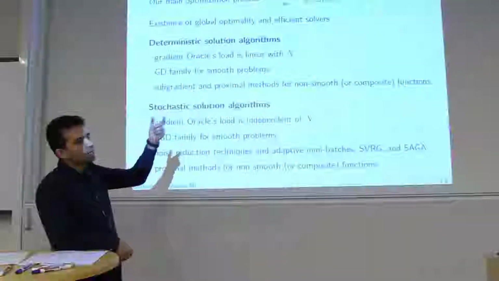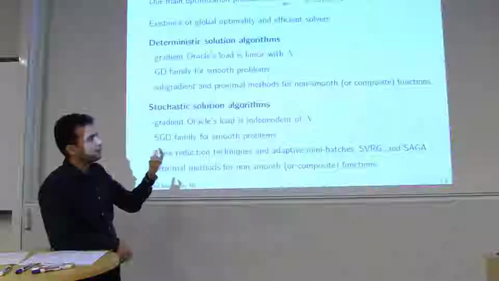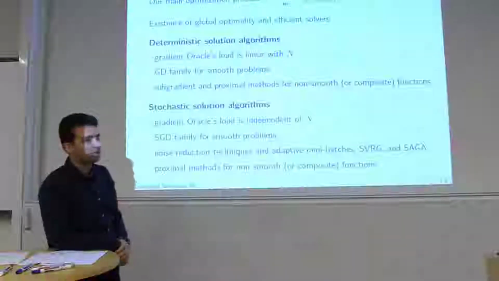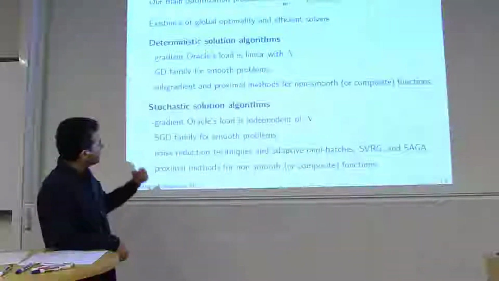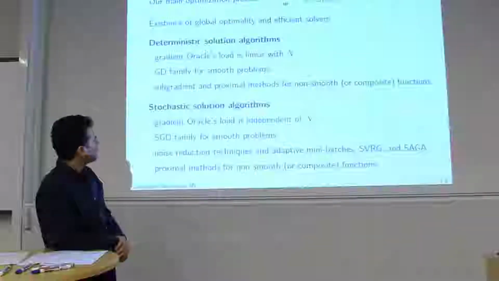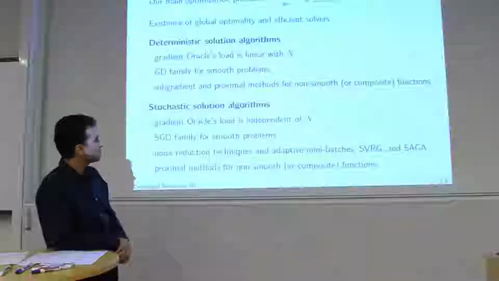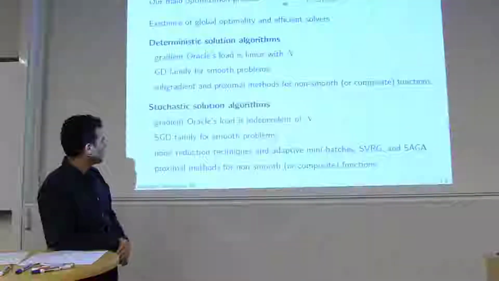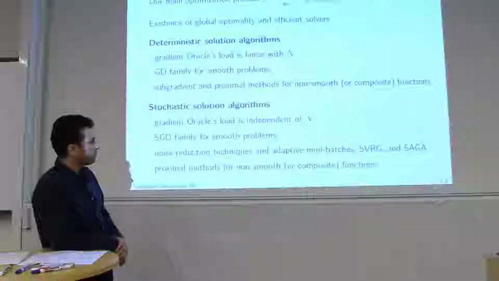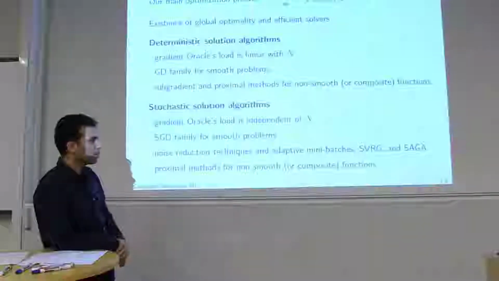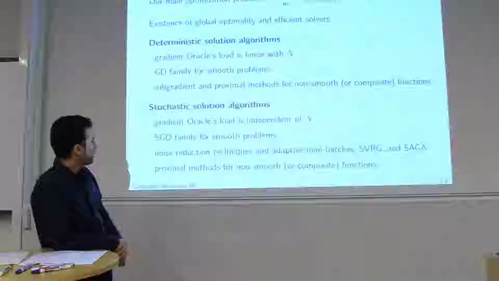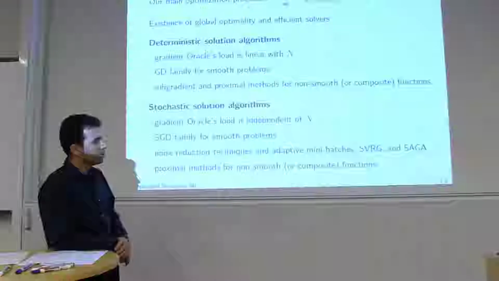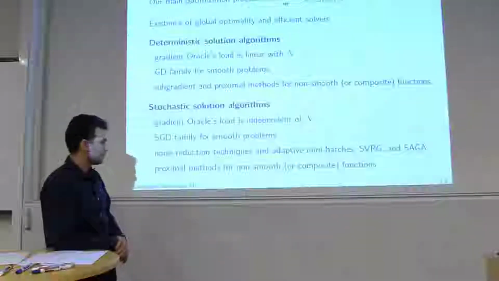A composite function is essentially f plus h, where f has some very nice properties, but then h doesn't have those nice properties. For instance, it's non-smooth. Then in the next lecture, lecture 3, we have seen how we can handle stochastic solutions, where the gradient oracle load is independent of n in the vanilla version of SGD. So a stochastic gradient descent family for a smooth problem, and again for a non-smooth problem, how we can handle them. And then we have seen the importance of noise reduction techniques, usually adaptive mini-batch sizes, SVRG, SAGA, and all those kinds of things.